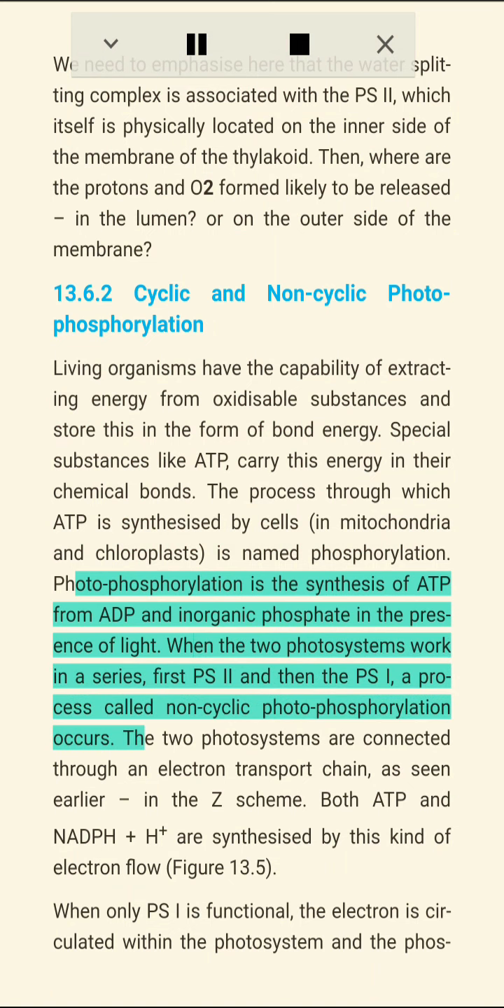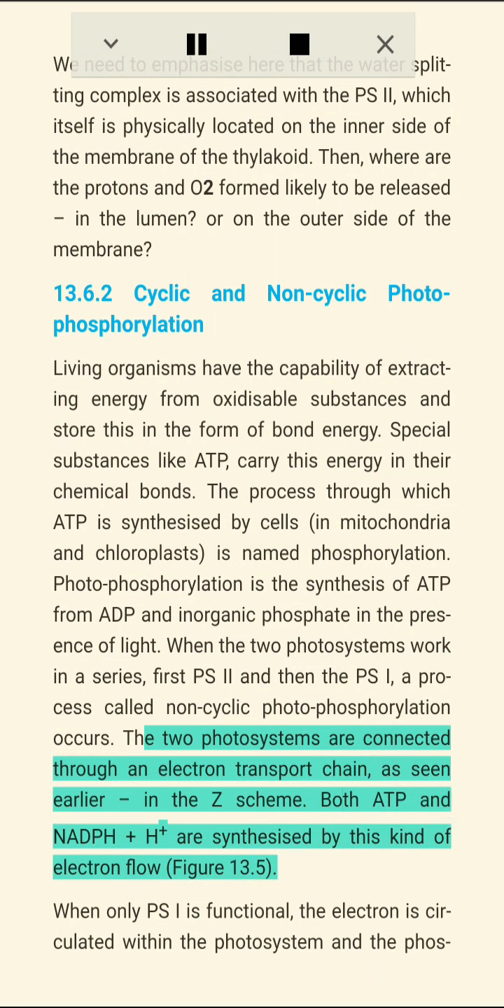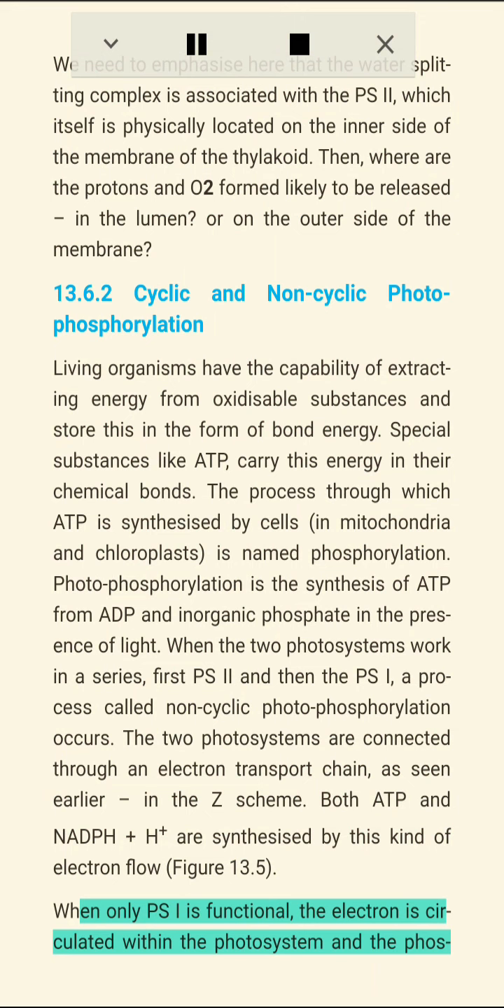Photophosphorylation is the synthesis of ATP from ADP and inorganic phosphate in the presence of light. When the two photosystems work in a series, first PS2 and then PSI, a process called non-cyclic photophosphorylation occurs. The two photosystems are connected through an electron transport chain, as seen earlier, in the Z scheme. Both ATP and NADPH + H+ are synthesized by this kind of electron flow, figure 13.5.